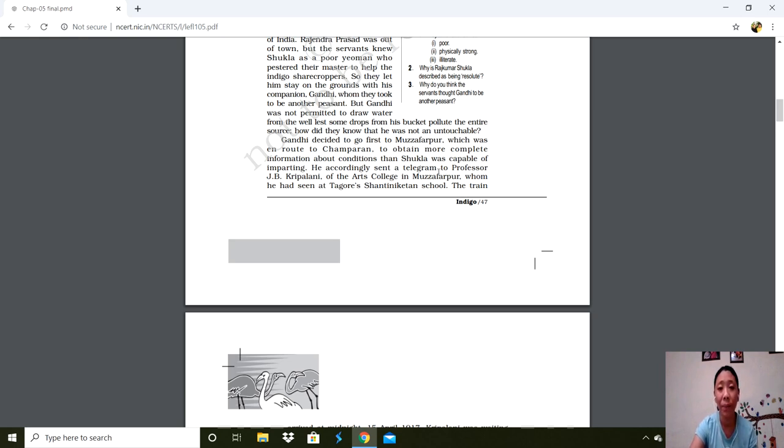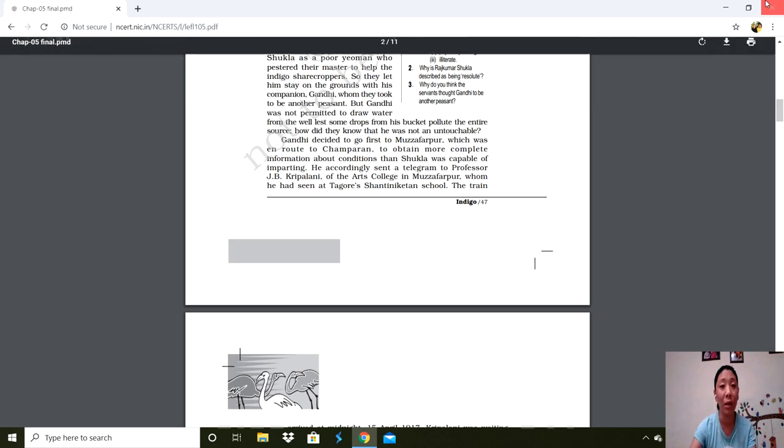Now you may be wondering how come Gandhi knows Professor J.P. Kriplani. Here is the explanation. Gandhi had seen J.P. Kriplani at Tagore's Shanti Niketan school in the past. So he had met Kriplani at that particular school, Tagore's Shanti Niketan school. So they have come to know about each other then, right?